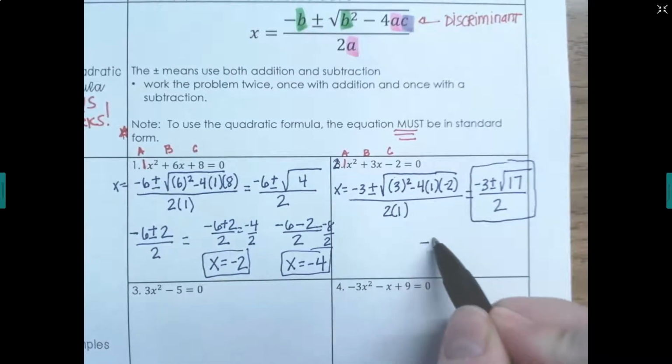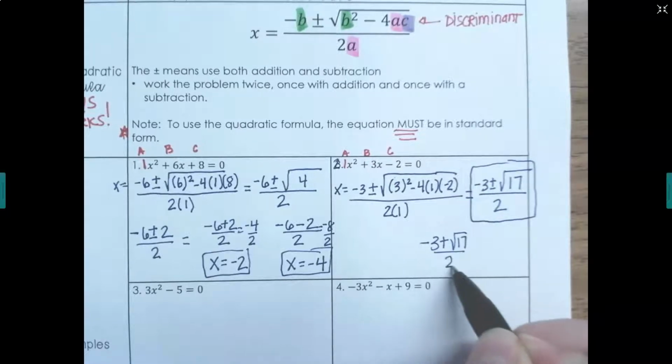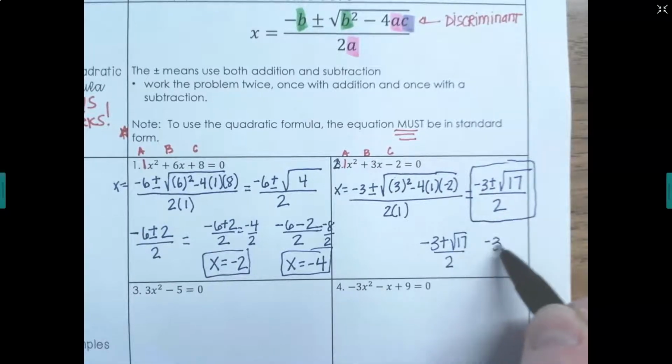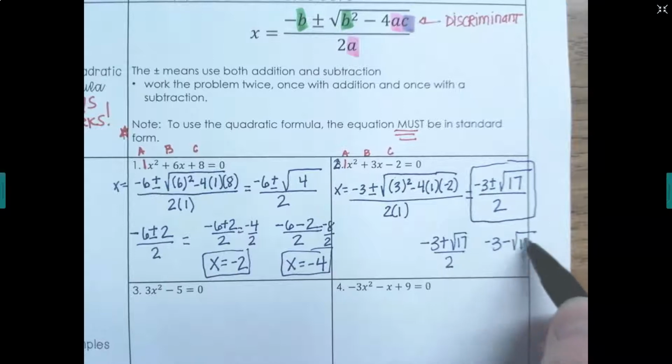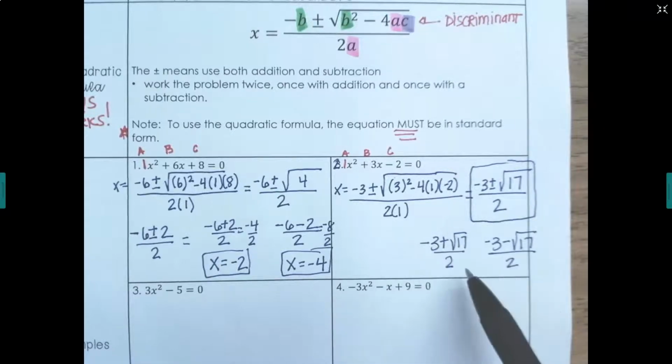One of them is negative 3 plus the square root of 17 divided by 2, and one of them is negative 3 minus the square root of 17 divided by 2. Those are 2 separate numbers. We don't exactly know the exact number. We could figure it out. We could put this in our calculator and get a decimal approximation.